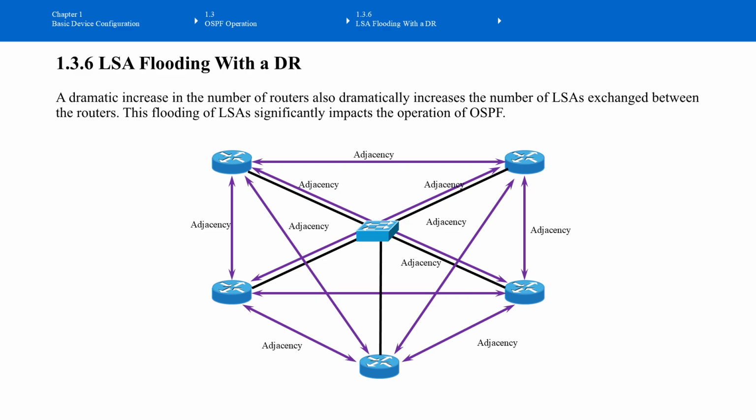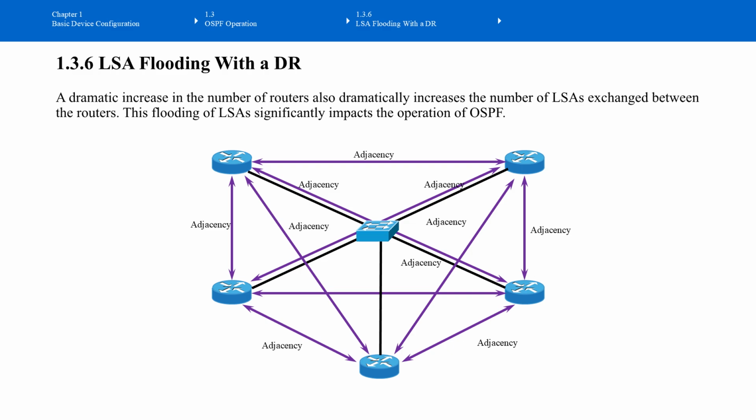For example, if the router at the top left detects a link failure, it floods a new LSA to all its neighbors. Each neighbor then forwards that LSA to its own neighbors. As a result, the same LSA travels across the network multiple times. This creates a large amount of routing traffic. As the number of routers increases, the amount of LSA flooding grows dramatically.